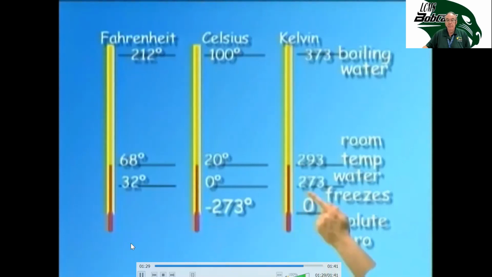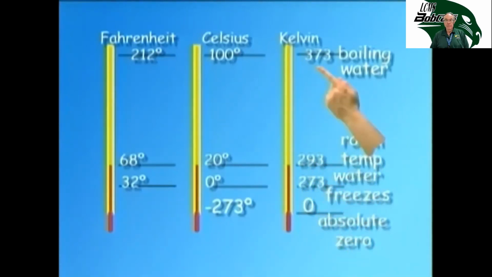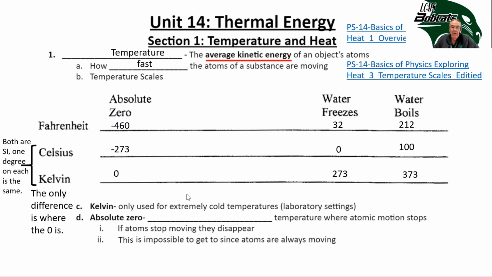So freezing water is 273 Kelvin, and boiling water is 373 Kelvin. There are no negative numbers on the Kelvin scale. Kelvin is usually only used for extremely cold temperatures in laboratory settings, and researchers don't like negative numbers either, just like the rest of us. So if something warms up, let's say from negative 272 to negative 270, they just want it to be a positive number.